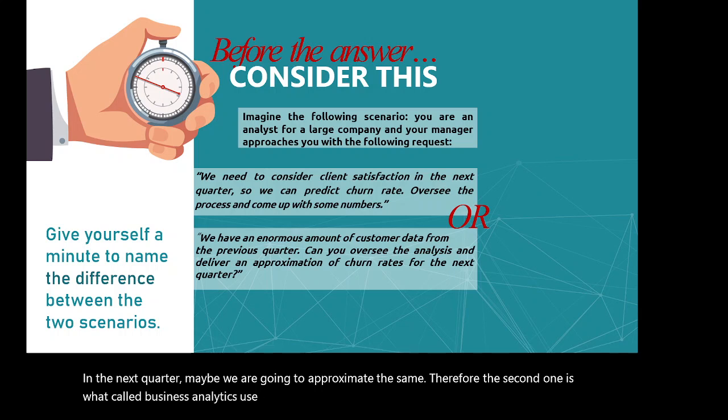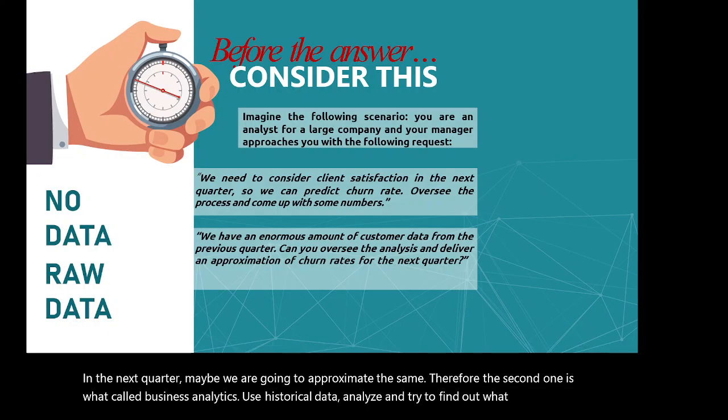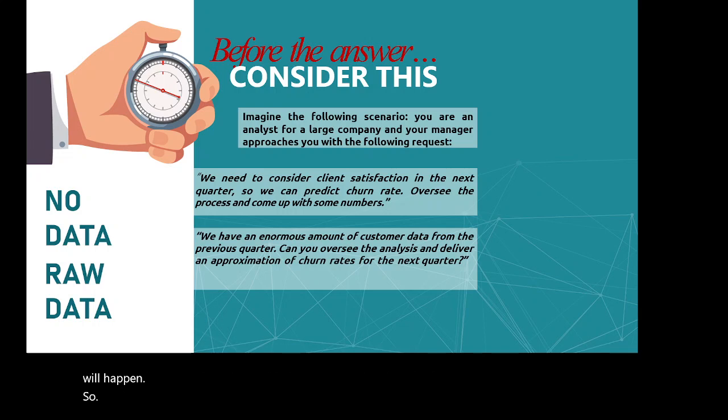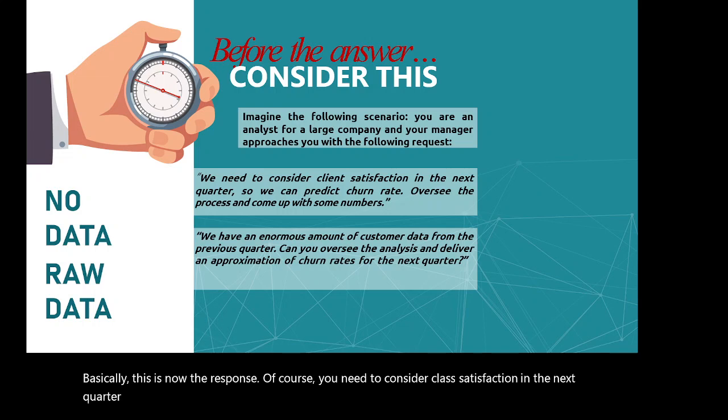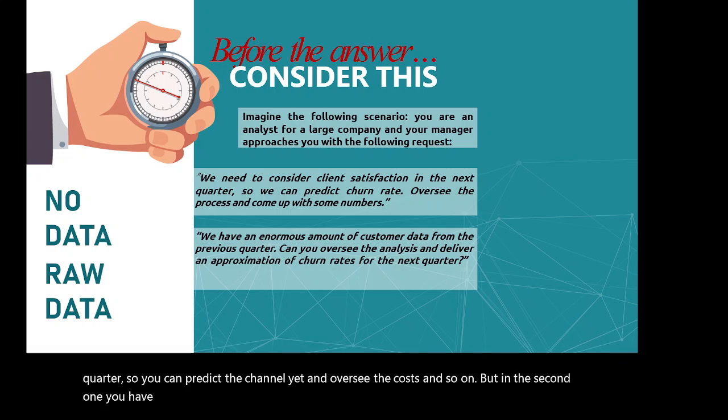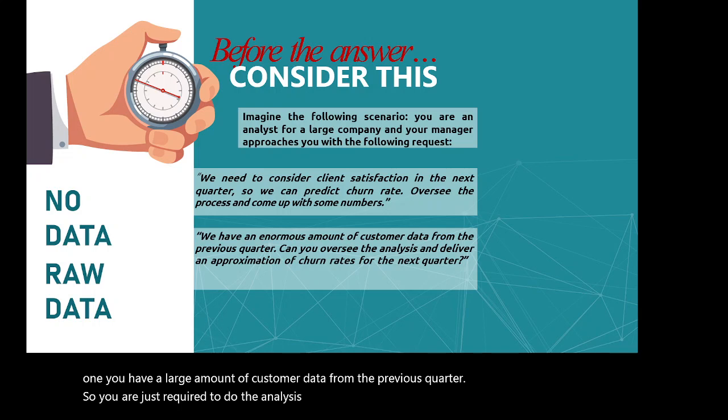Use historical data, analyze, and try to find out what will happen. So basically, this is now the response. Of course, you need to consider client satisfaction in the next quarter so you can predict the churn rate and oversee the process and so on. But in the second one, you have a large amount of customer data from the previous quarter. So you are just required to do the analysis and, of course, deliver the approximation for the next quarter.